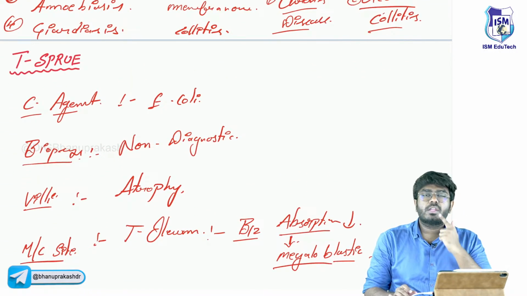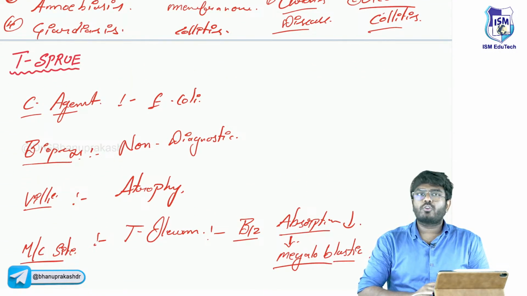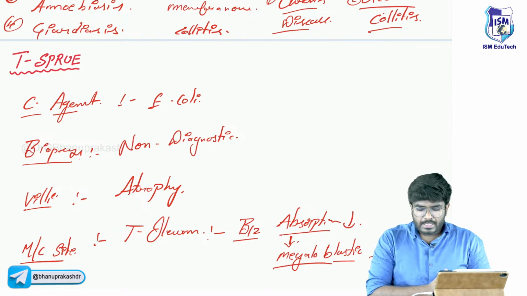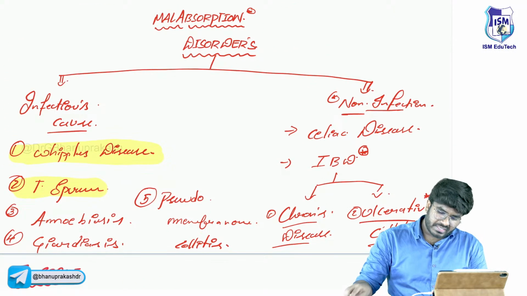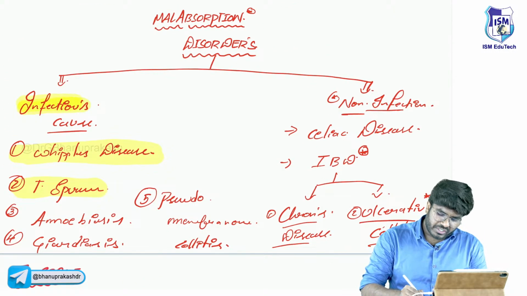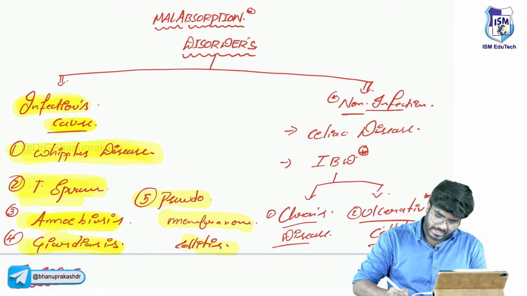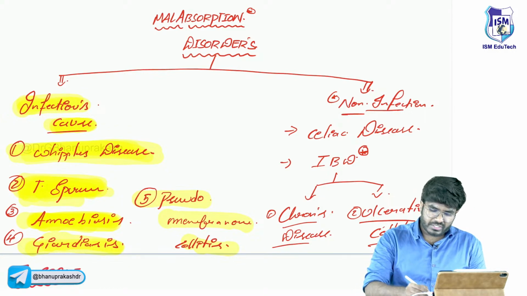And lastly, tropical sprue, which is seen in tropical areas, tropical countries, because of E. coli. There will be flattening of the villi. So what we have seen in this class are the infectious causes of malabsorption. Pseudomembranous colitis completed, Giardiasis, Amoebiasis, Entamoeba histolytica. We have seen Whipple's disease and tropical sprue. So all the infectious causes are completed.